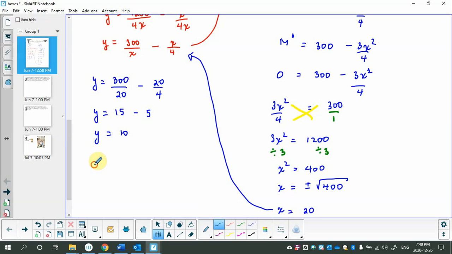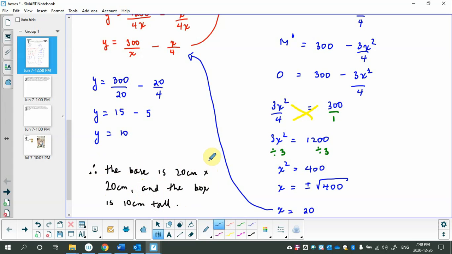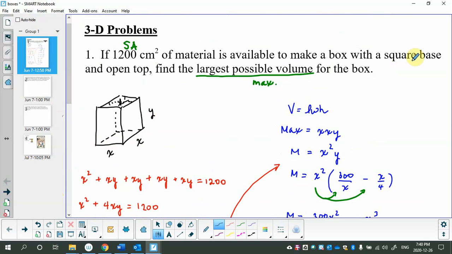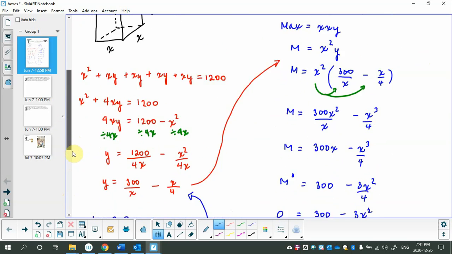So, my therefore statement. Therefore, the base is 20 centimeters by 20 centimeters, and the box is 10 centimeters tall. And yes, you must be specific, because if it was 20 by 10, then it doesn't have a square base, and the top would change as to which dimensions it has. So we're done that question.